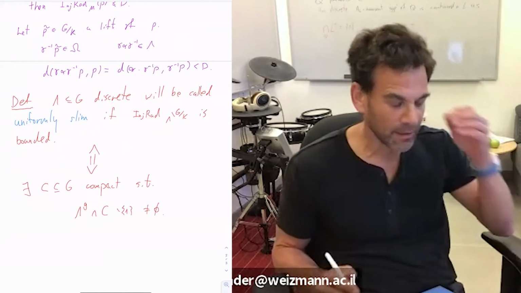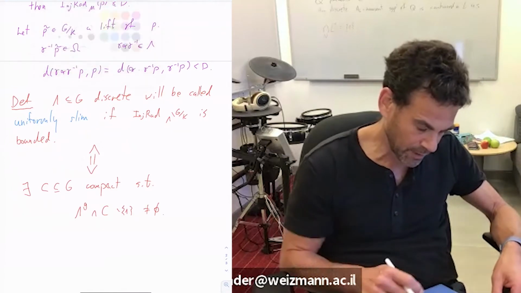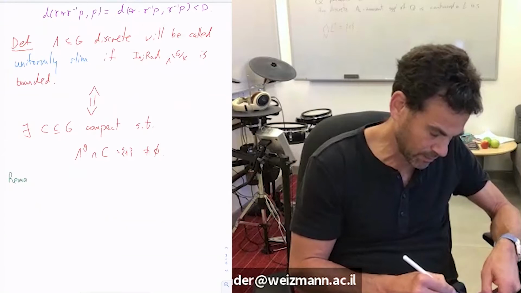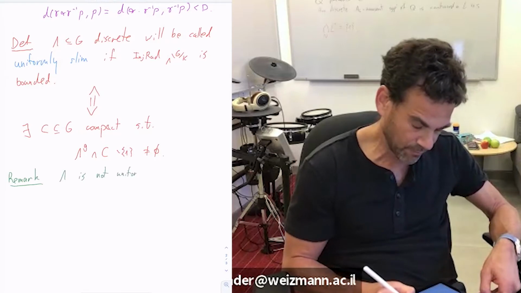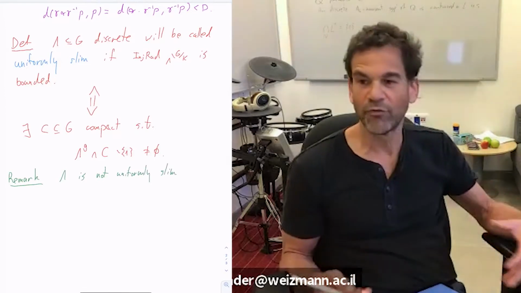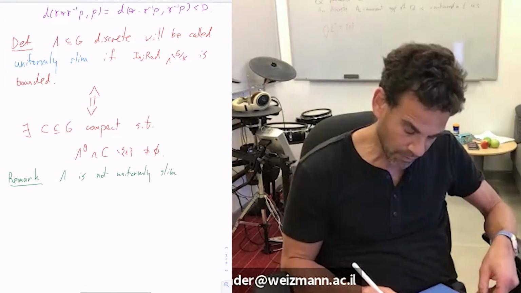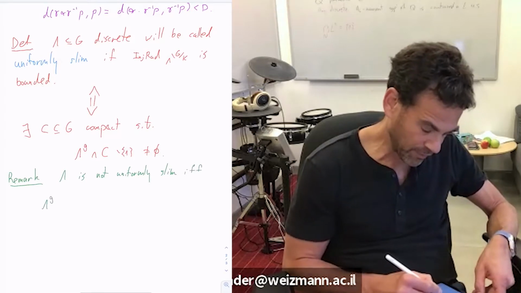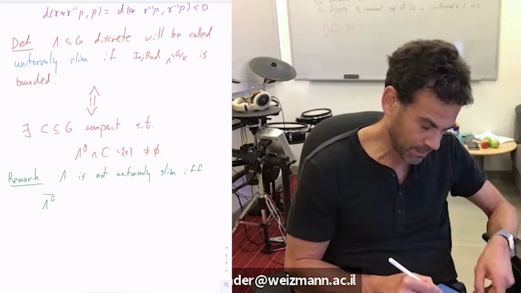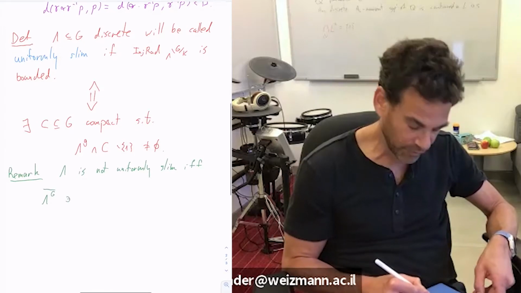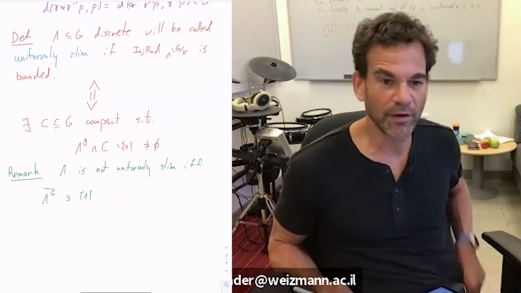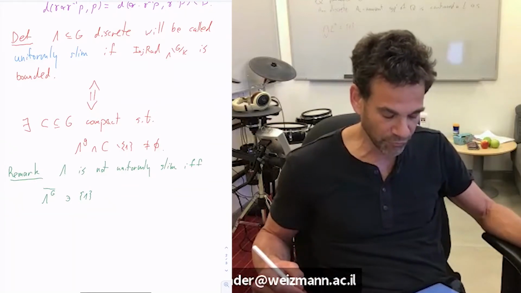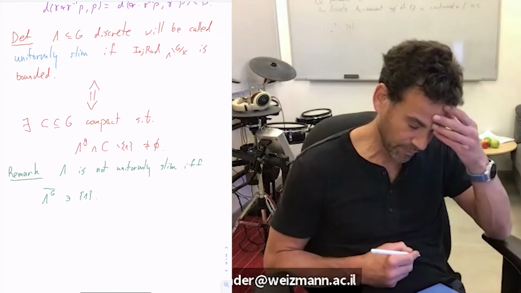And then a remark: lambda is not uniformly slim if you can conjugate it to intersect trivially every compact group. So if and only if the conjugacy class of lambda contains, in the Chabauty topology, the trivial group. If you can conjugate it, it can converge by conjugates to the trivial group. That's a non-uniformly slim group.